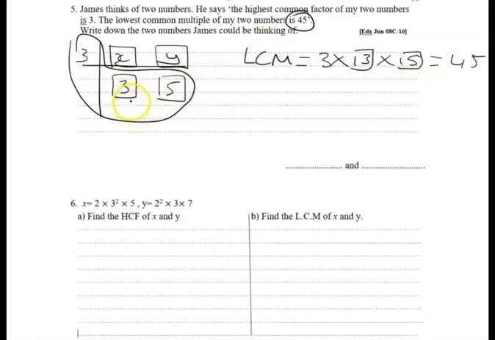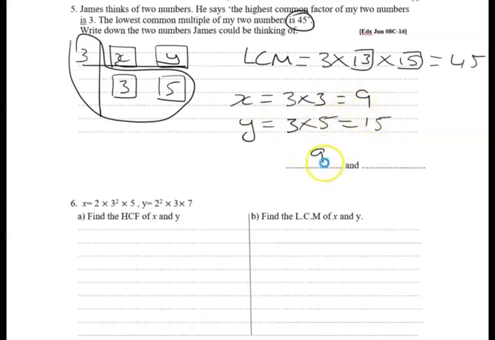Now to get the 3 and the 5, we had to divide X and Y both by 3. So it means X would equal 3 times 3, and Y will equal 3 times 5. So 9 and 15 are the two numbers that James thinks of. Now question number 6a and 6b.